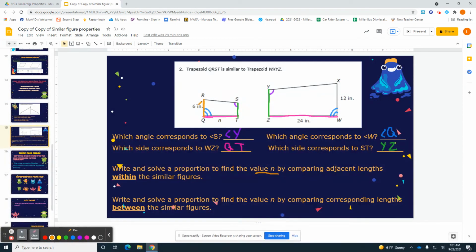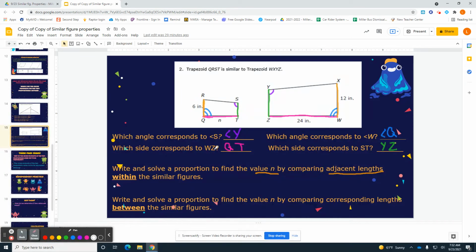But I need another measurement from that trapezoid. So I need to use RQ because that one has a measurement. So the same thing here. I'm going to use ZW because that's what corresponds with QT where my N is. But I need the corresponding side for RQ, which is XW. So now that I have this, I can set up my proportion, and it says adjacent length, so that means that it's within the similar figure.